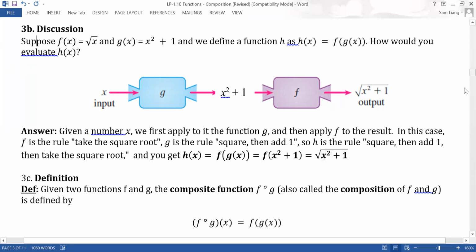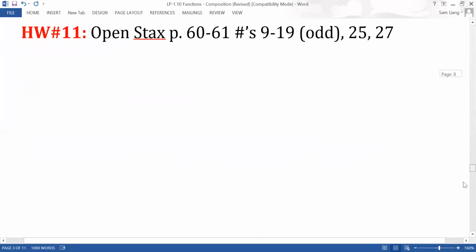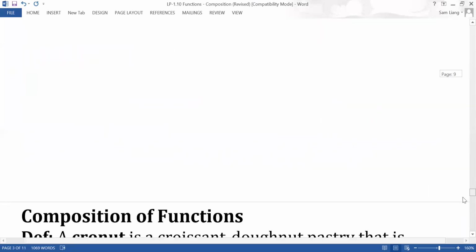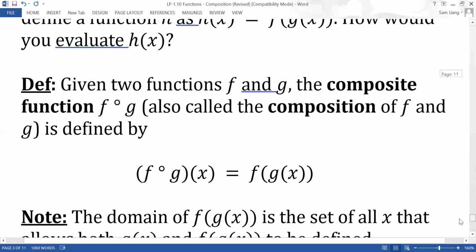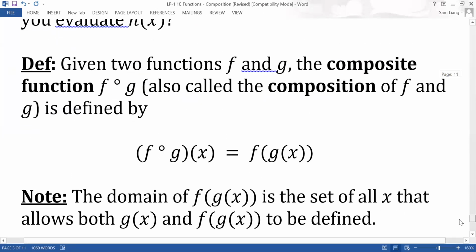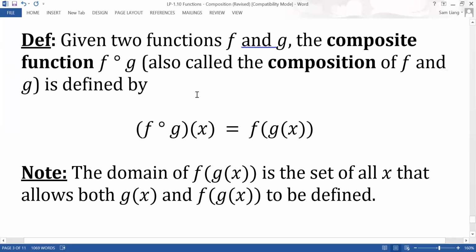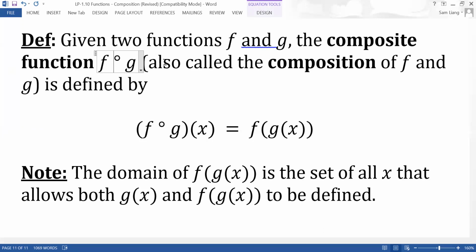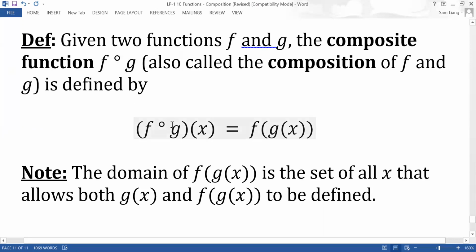Here's the definition. I believe this is the last thing before the classwork. Given two functions f and g, the composite function, note that the symbol for composite functions is this circle, f composed with g, also called the composition of f and g, is defined by f composed with g of x equals f of g of x. So it's the same thing written in two different ways.